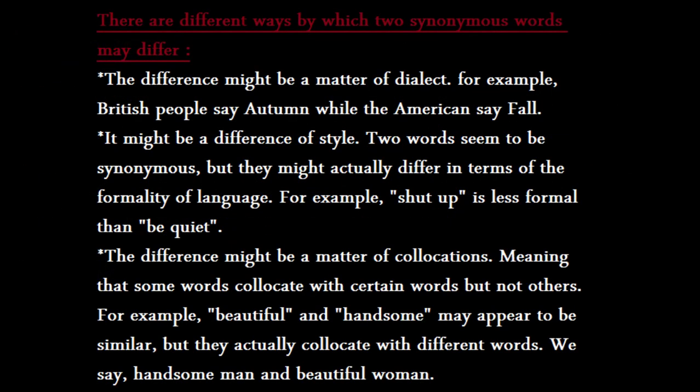There are different ways by which two synonymous words might differ. The difference might be a matter of dialect. For example, British people say ottoman, while the Americans say pouf. It might be a difference of style. Two words seem to be synonymous, but they might actually differ in terms of the formality of language. For example, shut up is less formal than be quiet.